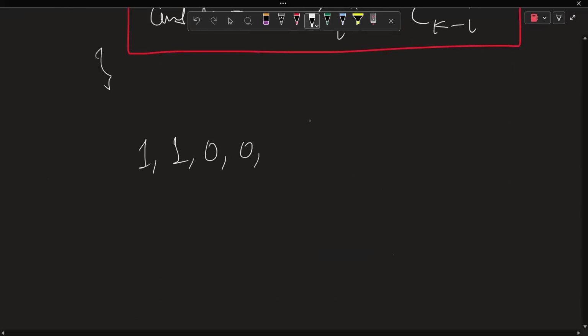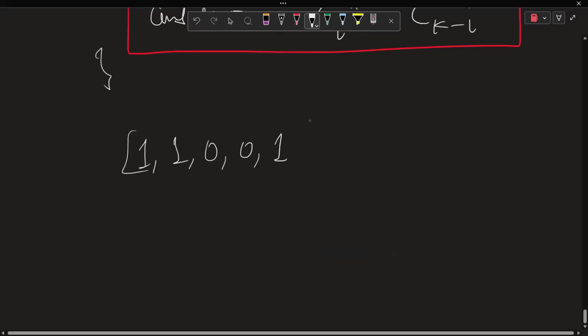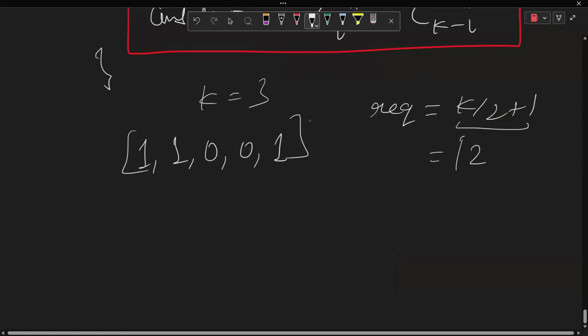Let's suppose I take another example. You have this as an array, and you have k equal to 3. What you need to find is the number of subsequences where there are at least how many ones. The required number of ones is k by 2 plus 1. I hope that is clear why I have written k by 2 plus 1. So this would be 2. So you need at least 2 ones.